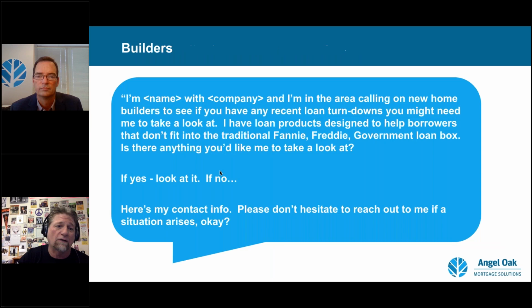Let's look at some scripting now for the builders. So we come in, we meet with the agent. We already know that this person said, yeah, come on in or whatever. You can just sit down and say, hey, I'm in the area. I talked to you on the phone, or I'm out in the area calling on builders. Just checking to see if you've got any recent turndowns you might need me to take a look at. We've got loan products designed to help borrowers that don't fit traditional Fannie, Freddie, or government financing. Is there anything you'd like me to take a look at now?